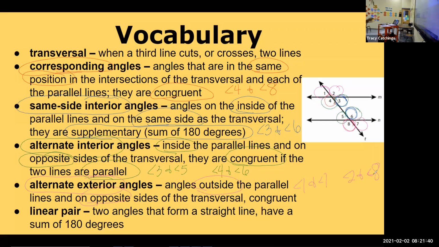All right, and last but not least, somebody tell us about a linear pair. Two angles that form a straight line have a sum of 180 degrees. Good job. A linear pair is anything that makes a straight line. That's where I instantly recall that a straight line is a straight angle and measures 180 degrees. Any questions about any of this angle vocabulary? No, ma'am.